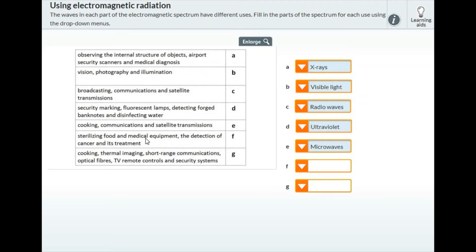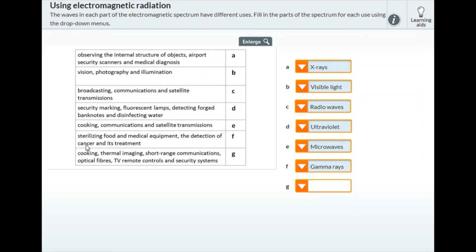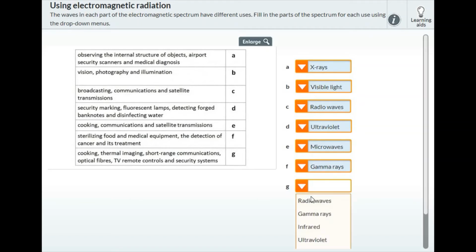Sterilising food and medical equipment and the detection of cancer and its treatments. Okay, so when you're sterilising food and medical equipment, you need the highest energy rays to kill off any bugs and germs, and that's gamma rays. And then finally G says cooking, thermal imaging, short range communication, optical fibres, TV remotes and security systems. So our TV remote is infrared, optical fibres, you can send infrared signals down, thermal imaging, heat, okay, cooking, like cooking your toast using a toaster, that's all infrared.